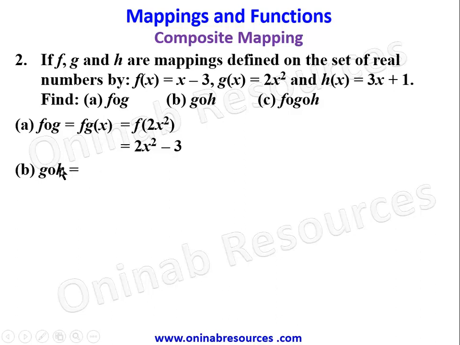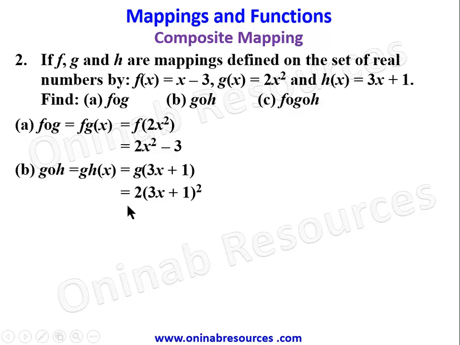For gh, it is h of x first, so we have g of h of x, and our h of x is 3x plus 1, so we have g of 3x plus 1. We now go to g of x. Wherever we see x, we put 3x plus 1. So since g of x is 2x squared, it means 2 into 3x plus 1 squared.